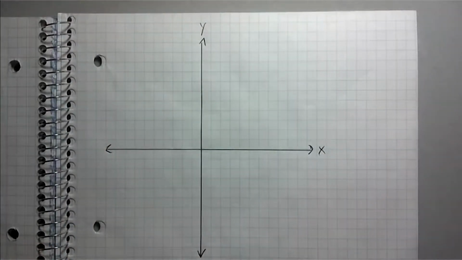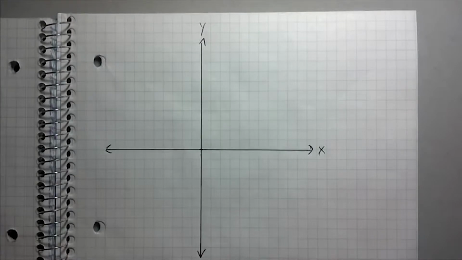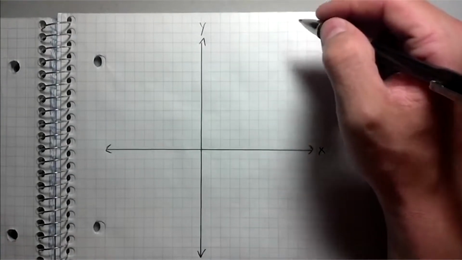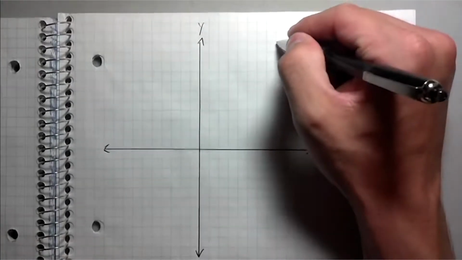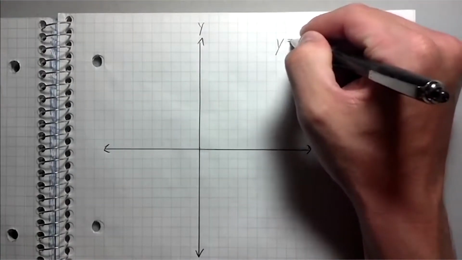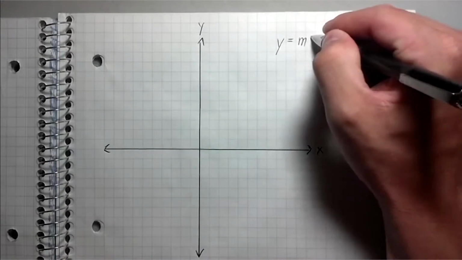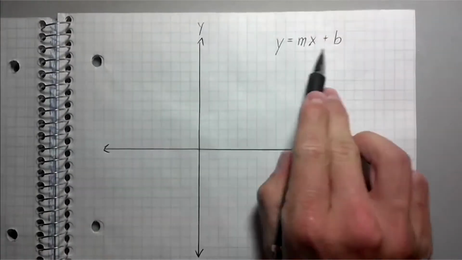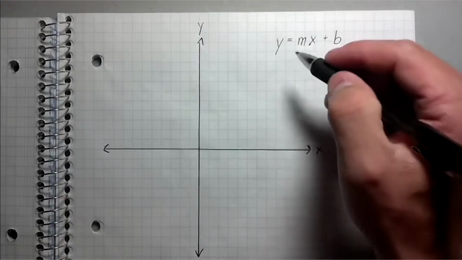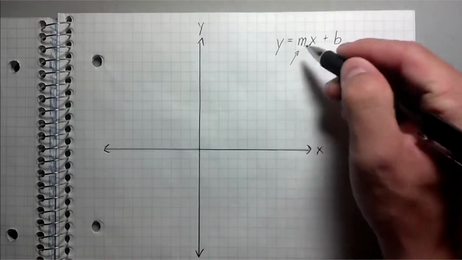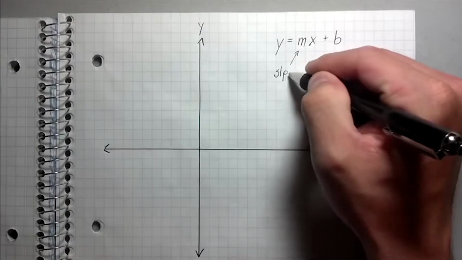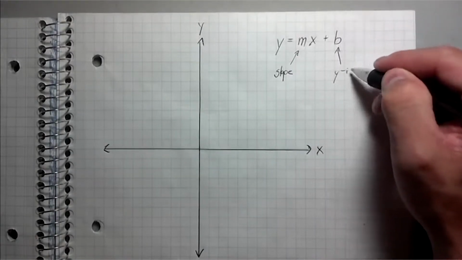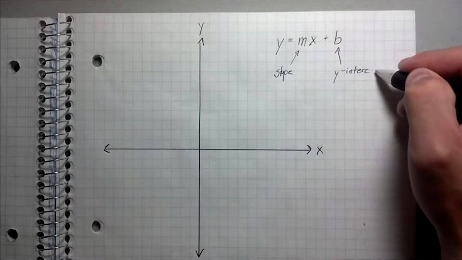The first thing you want to know about graphing a line is that there's a certain form of a linear equation which is very helpful to do so, and that is slope-intercept form. The way you write that is y equals mx plus b. This is called slope-intercept form. In this form, you have to remember that m is the slope, b is the y-intercept.